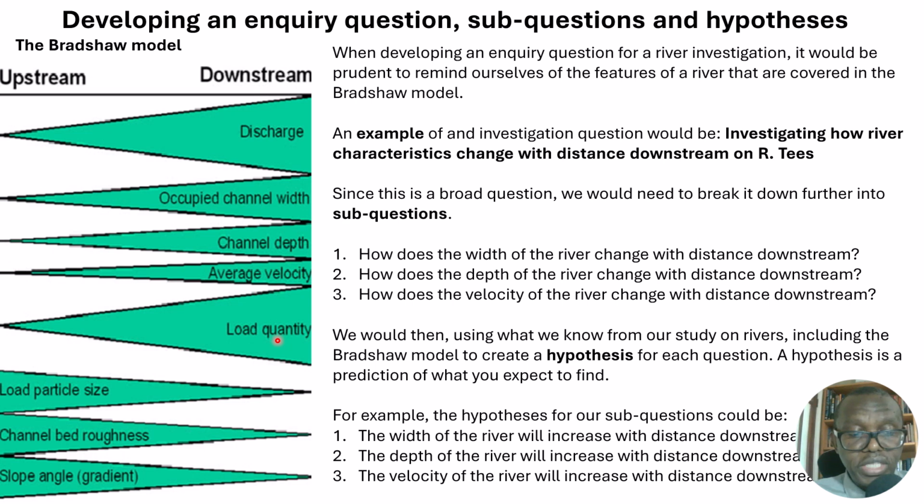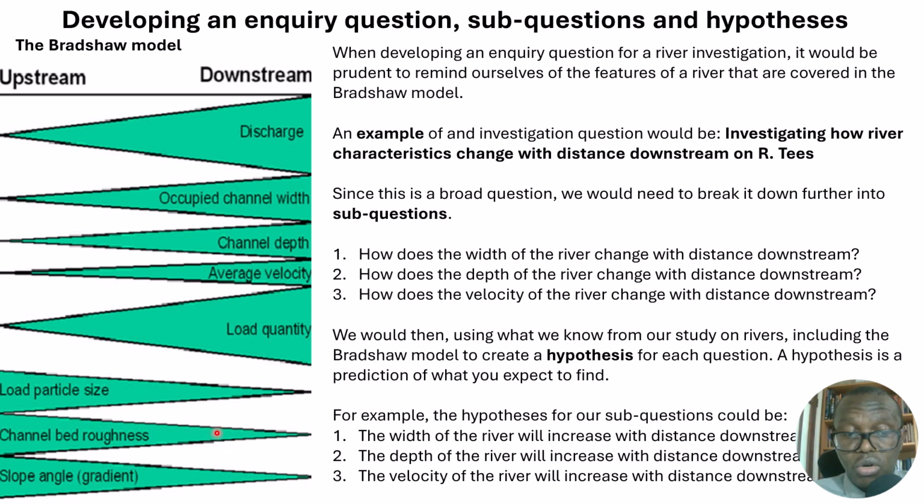So there are a couple of features though that actually become smaller as you go downstream, and one of those is the load particle size. And the load particle size refers to the size, obviously, of the material that is being carried by a river. And that will decrease as you go downstream due to processes such as attrition, where the material is hitting against each other, or the boulders are hitting against each other and getting smaller, breaking into smaller pieces and becoming well-rounded and so on. And then the channel bed roughness will also get smoother as you go downstream.